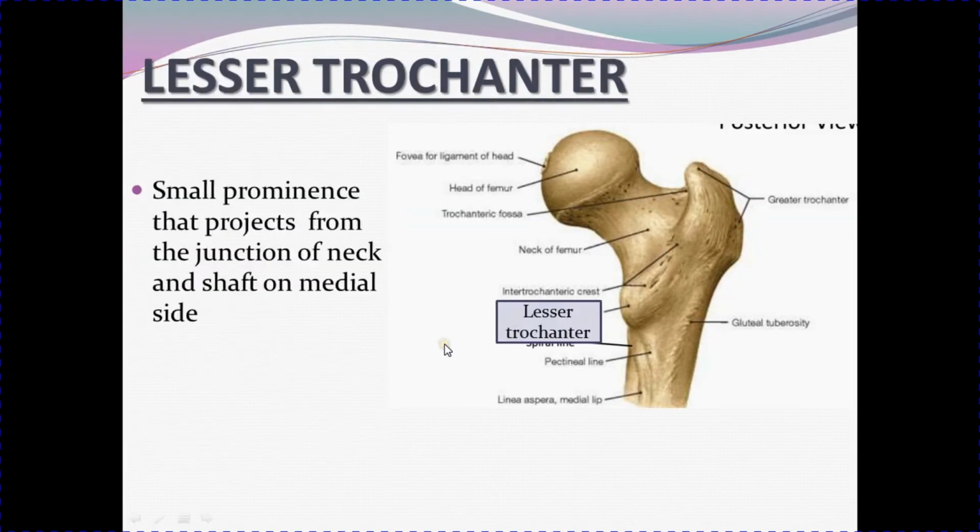The lesser trochanter is a small prominence that projects from the junction of neck and shaft on the medial side. You can see over here this small prominence which is present at the junction of neck and shaft, called the lesser trochanter of the femur.